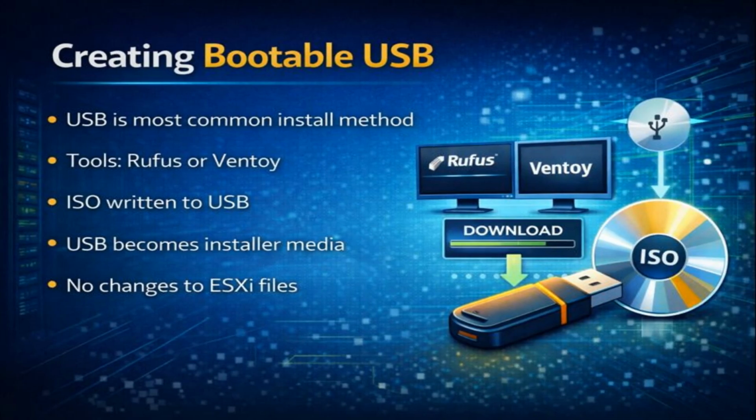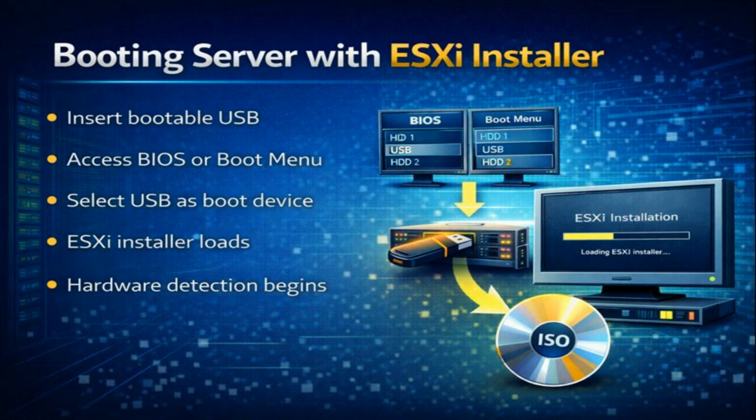The ESXi ISO must be written to a USB drive so the server can boot from it. Tools like Rufus or Ventoy do this safely. Think of the USB as a delivery vehicle that brings the ESXi installer to the server. Once the server boots from USB, ESXi checks the hardware. This step confirms whether the CPU, storage, and network adapters are supported. If ESXi cannot detect required hardware, installation cannot continue.